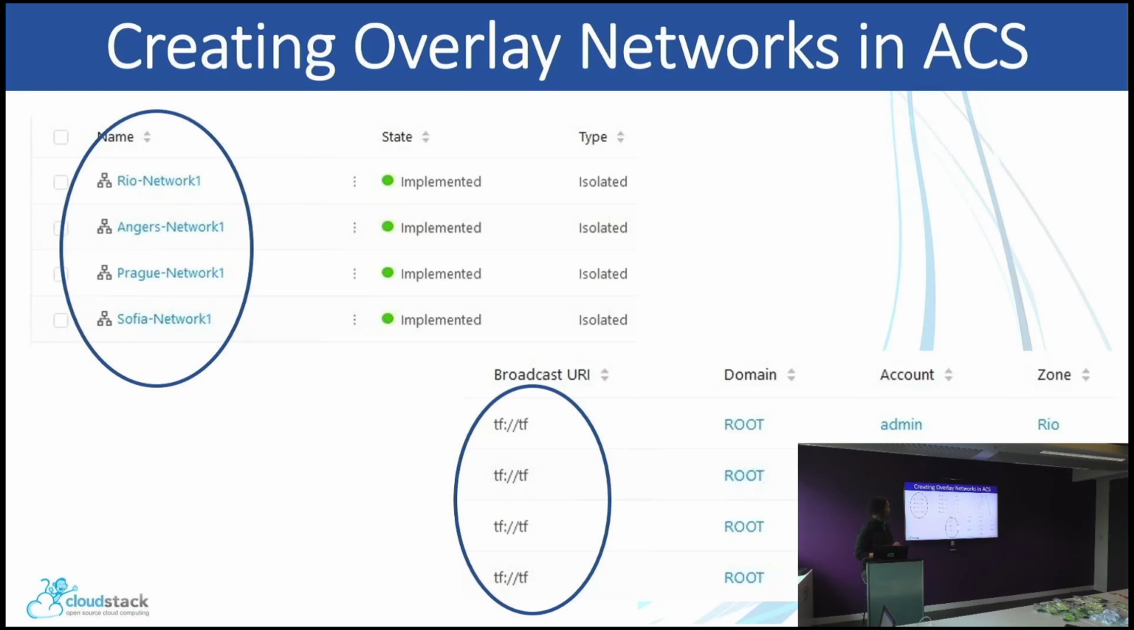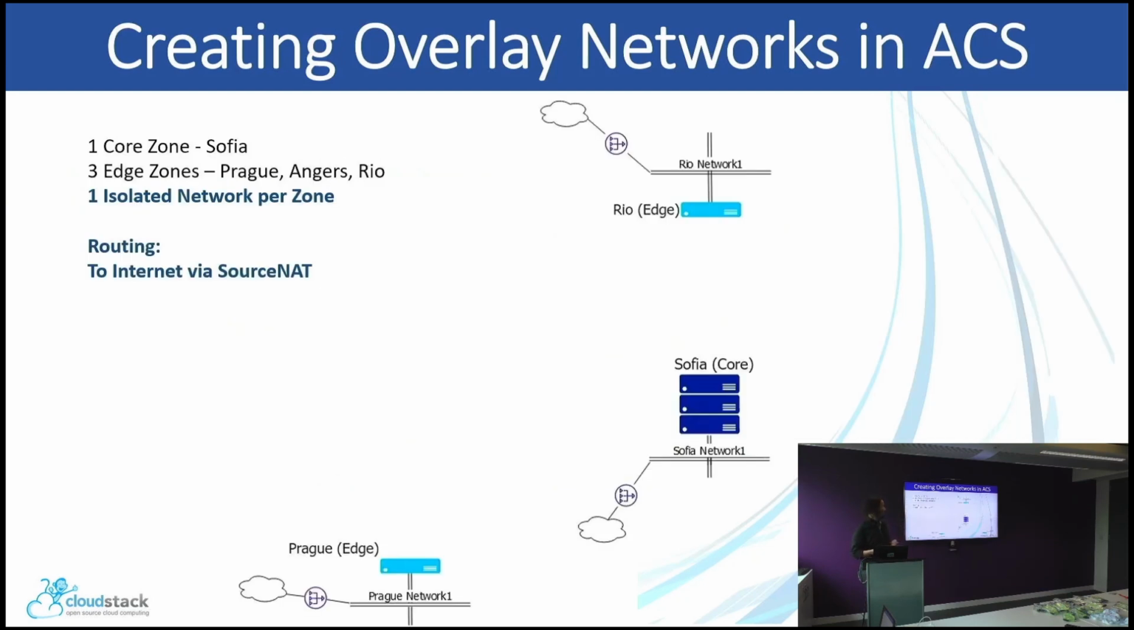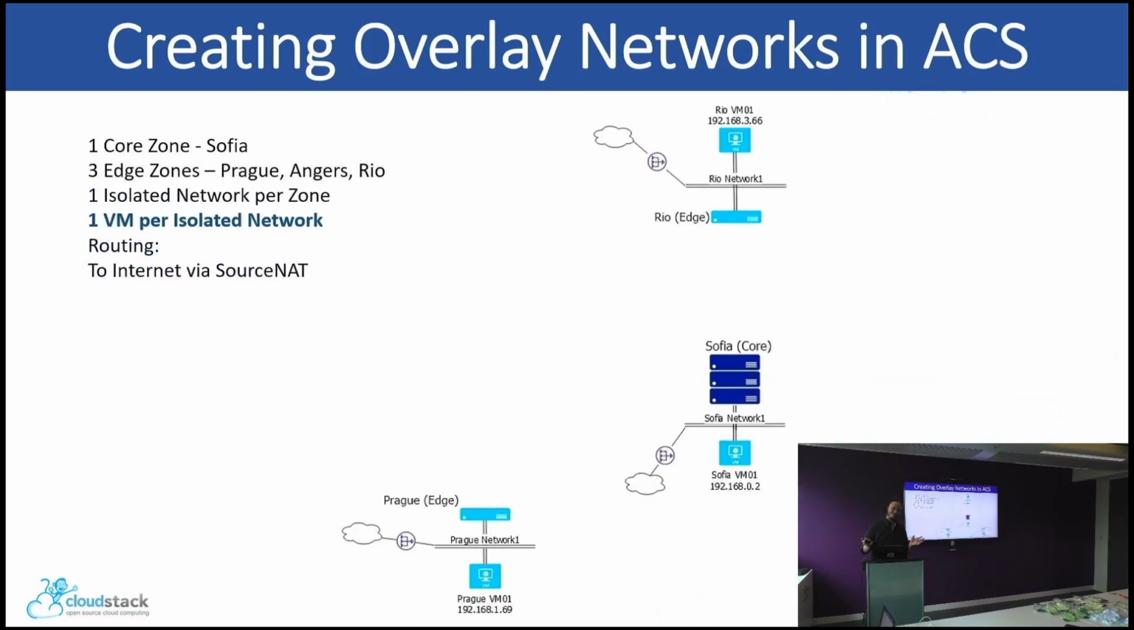Have all my networks there in place with isolation method Tungsten Fabric, and on the Tungsten UI I can see my networks there, and the integration applies certain network policies already to those networks. So far I have one network per zone, and the routing out to the internet still goes through SourceNet. Tungsten Fabric also implements that. Deploy my VMs, that's nothing new there, so nothing to show.